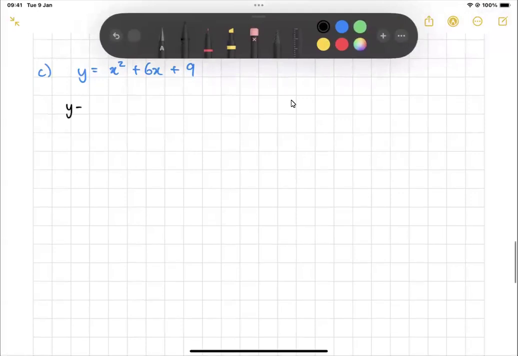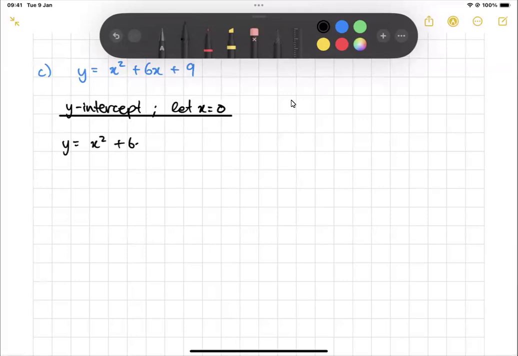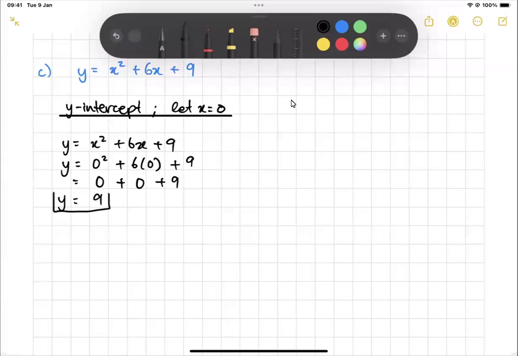So for me to find my y-intercept, I need to let x equal to 0. The first part is usually the same, so I'm just going to write down my formula. Once I've done that, wherever I see x, I'm going to put 0, just like this. 0 squared is equal to 0. 6 times 0 gives me 0, plus 9. 0 plus 0 plus 9 gives me 9.